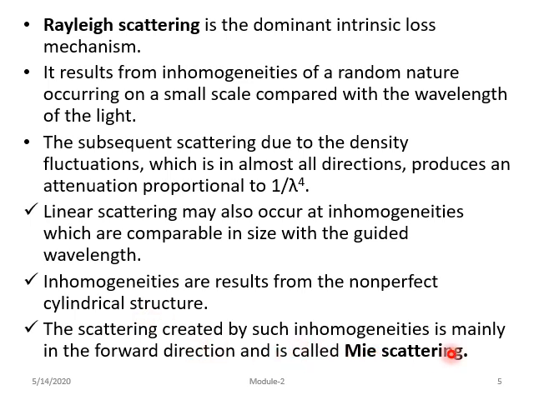So the scattering created by inhomogeneities is mainly in the forward direction. We'll call it Mie scattering. Rayleigh scattering is the dominant intrinsic loss mechanism. Inhomogeneities exist in that situation also. It is always proportional to 1 by lambda to the power 4. So all these points you can take to explain the linear scattering laws.